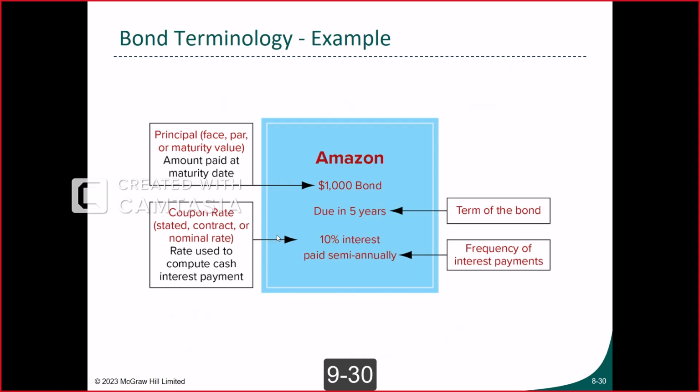So for a bond, the concept you have to understand and familiarize yourself with is, as we said, the principal amount. For example, Amazon bond, $1,000 is the principal amount, also called the par or the face value, or the maturity value. The coupon rate is the stated rate, 10% in this case, paid semi-annually. So what would be the amount of interest for one bond in one payment?